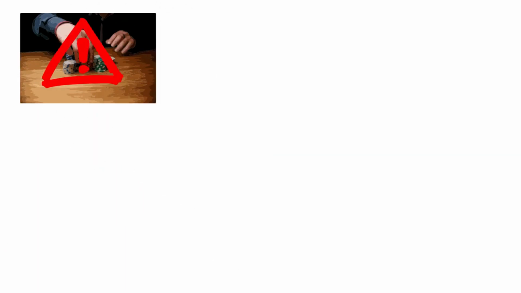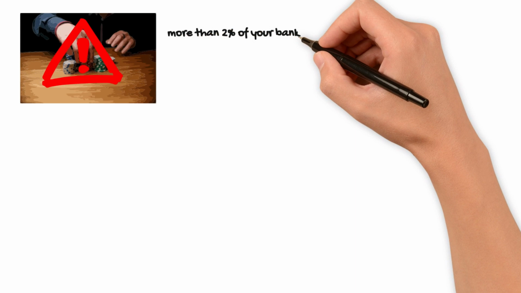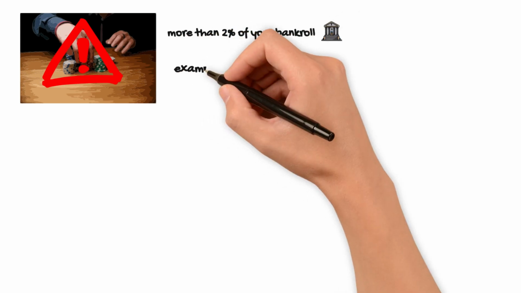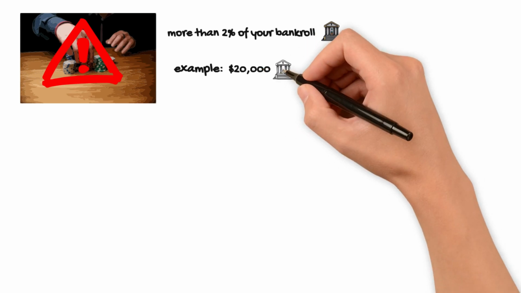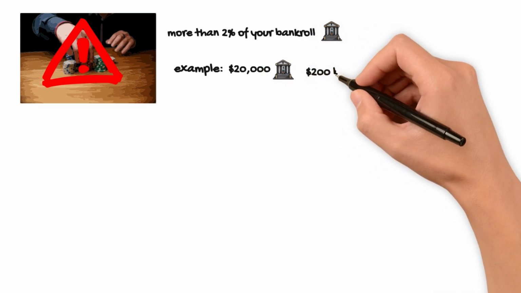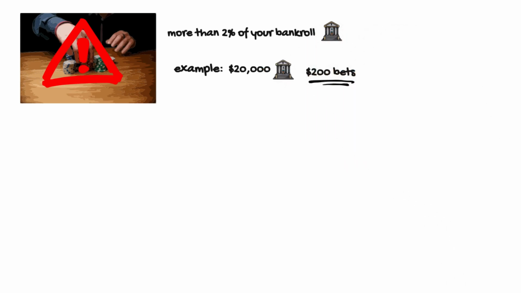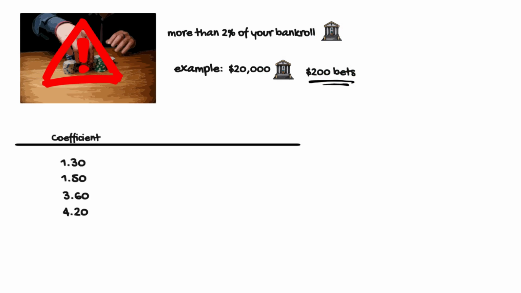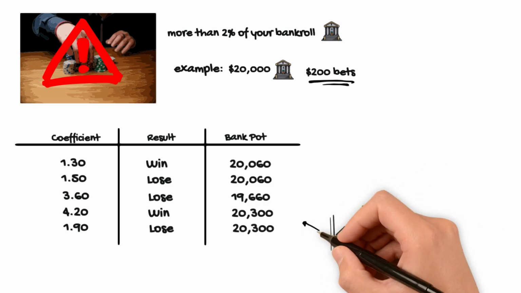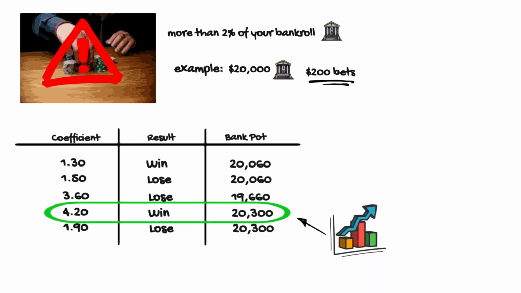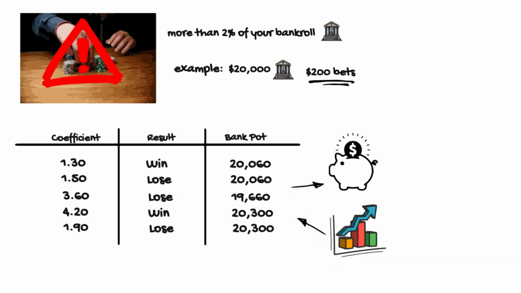It is not recommended that you bet more than 2% of your bankroll on cricket or any other sport utilizing the flat method. For example, suppose you have a $20,000 bankroll and place $200 bets. The results could look like this. It is difficult to make a large profit when using the flat technique. However, if you lose several bets in a row, you can save the majority of your bankroll.